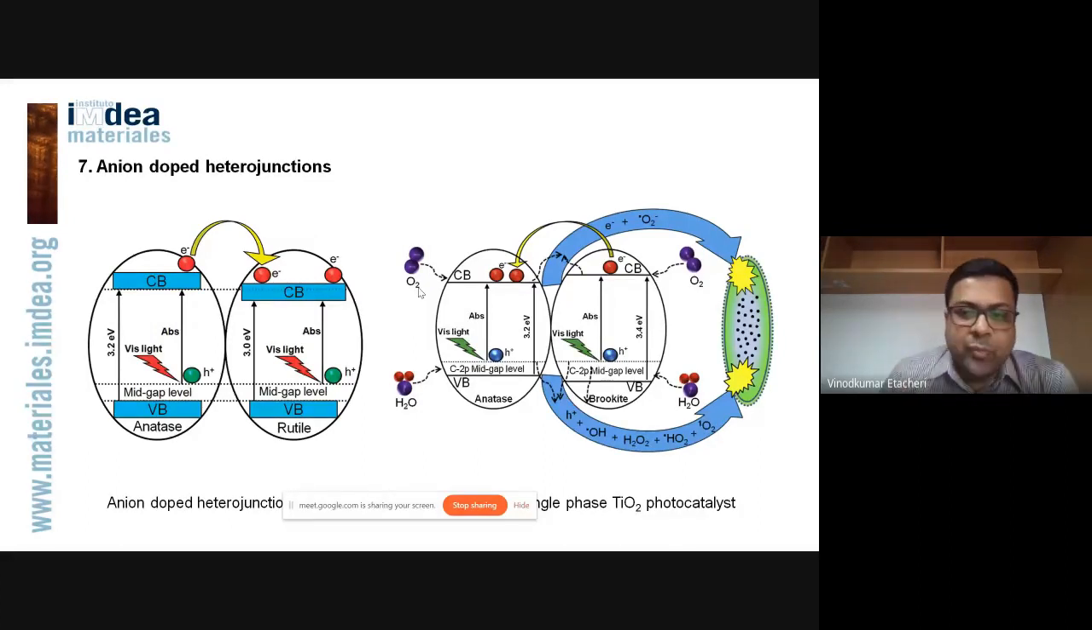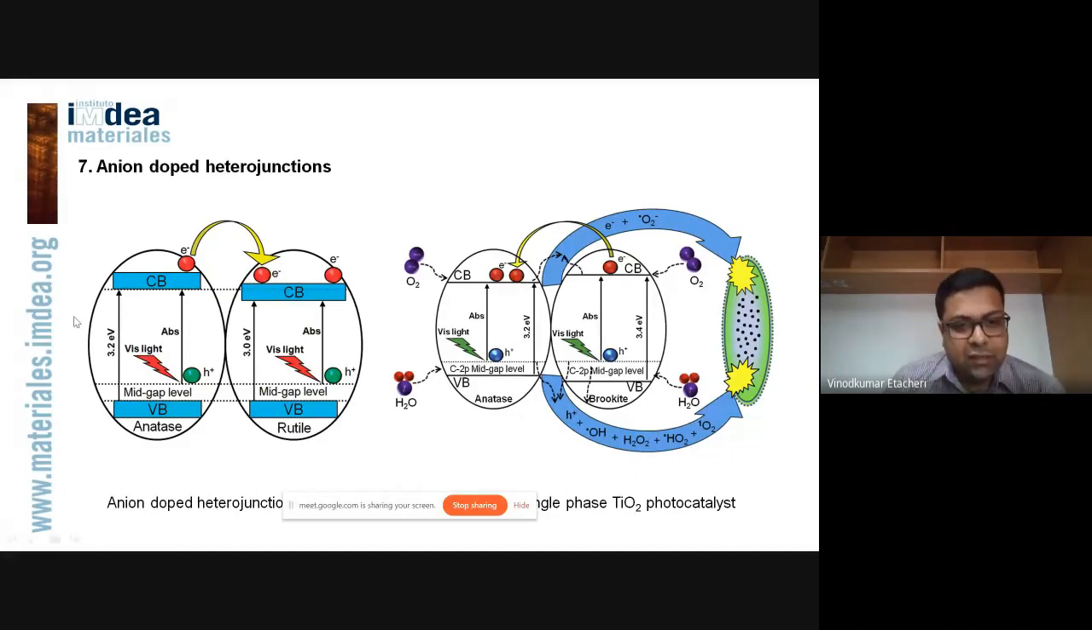So this is combining multiple mechanisms. This was one of the few materials that we developed recently during my PhD work. The idea here is we want to dope anions to create additional energy levels, but we also want to develop heterojunctions. So these are combining multiple approaches.